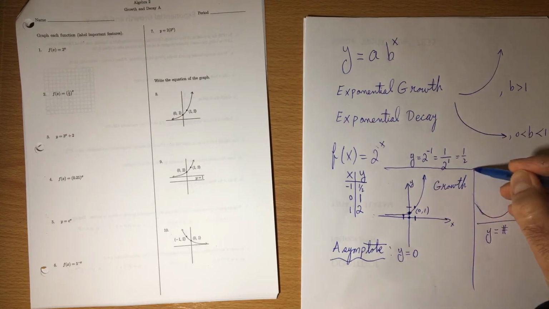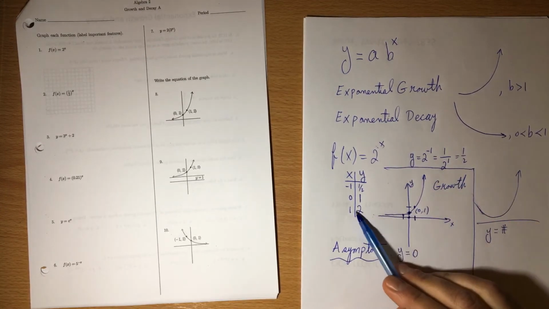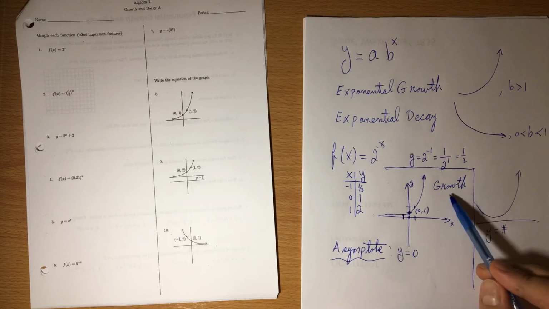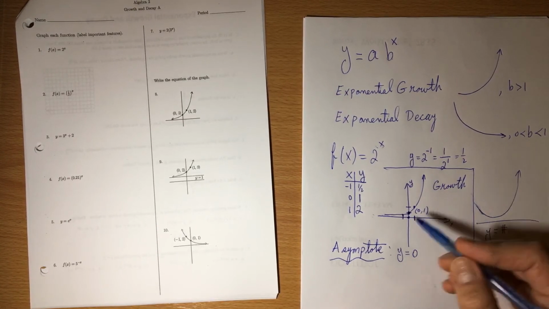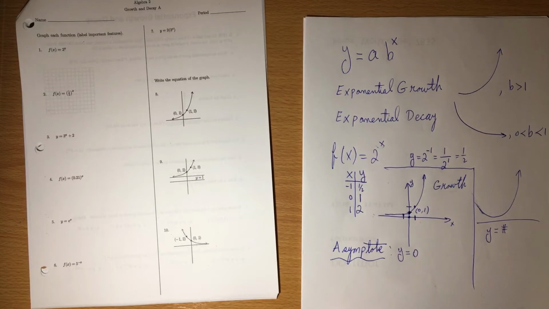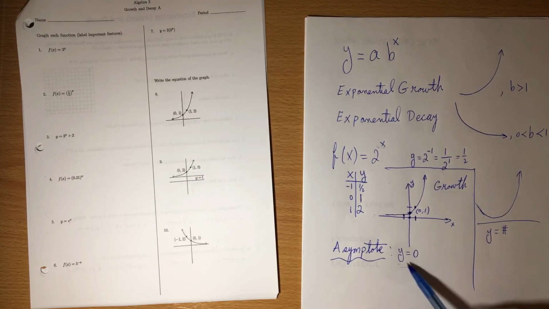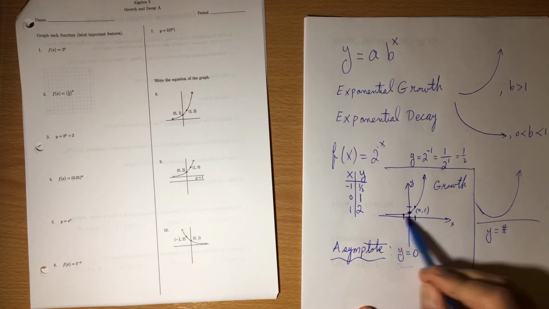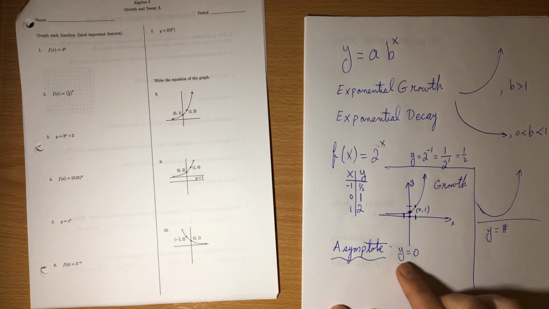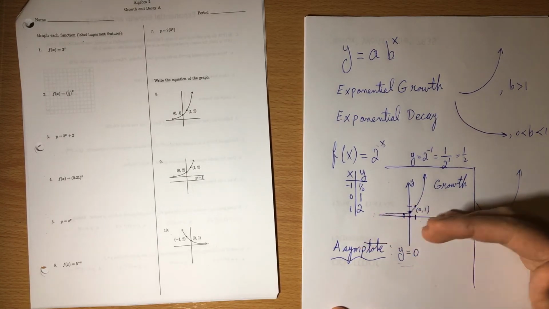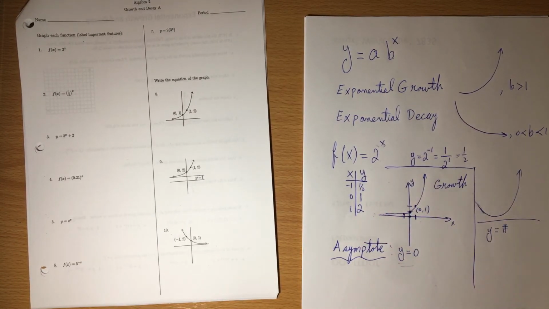So what are our important features? You have a table of values, you have the graph, you write whether it's growth or decay, you indicate where the y-intercept is, and you give me the equation of the asymptote. Again, an asymptote is a line, not a point. That's why the equation has to be written as y equals something. For exponential growth and decay, the asymptote is always a horizontal line, so it's always y equals a number. A lot of times it's the x-axis, but sometimes it might not be the x-axis.